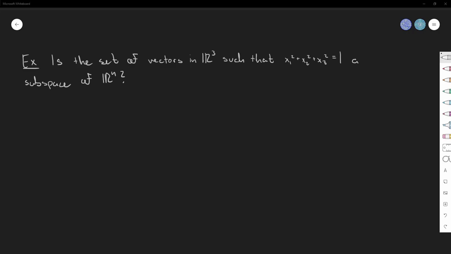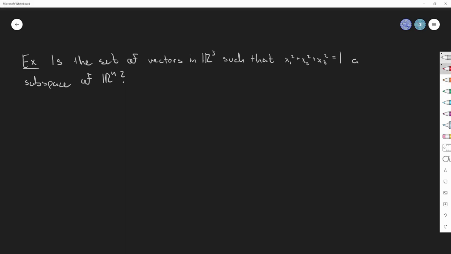In this example, it asks: is the set of vectors in R3 such that x1 squared plus x2 squared plus x3 squared is equal to 1 a subspace of R to the n? As I mentioned in the lecture, for subspaces, all we really have to do is check three conditions.